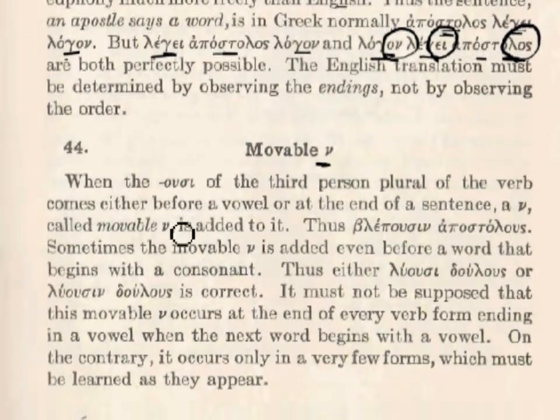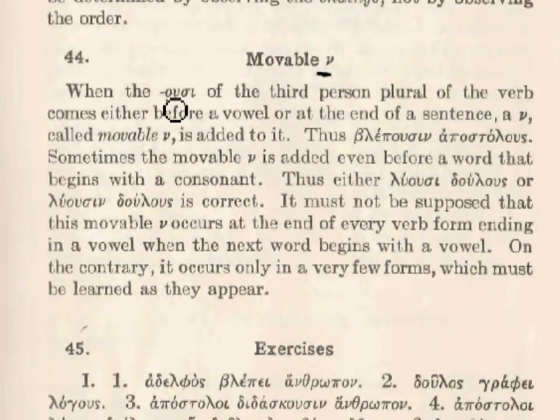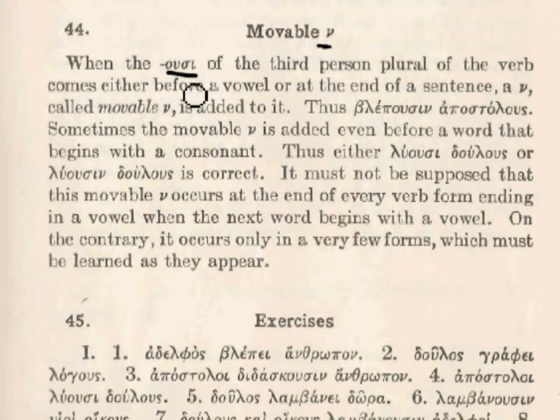This is not by any means the only occasion, but the third person plural verb ending usi, as in blepusi, if it is preceding a word that begins with a vowel, will typically add the nu. And that's simply for ease of pronunciation. We in English do something like that when we say a ball, but an apple. We add the n in there to make the phrase an apple easier to say. It's exactly what the Greeks are doing.